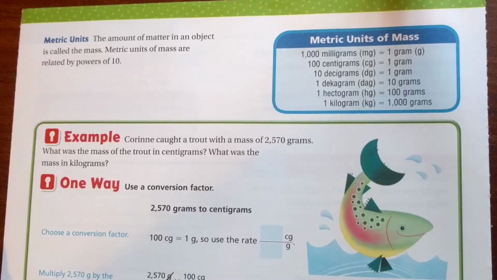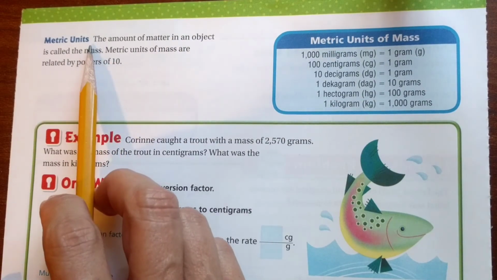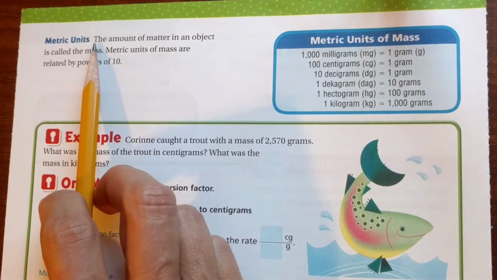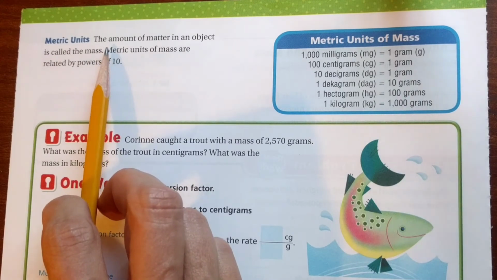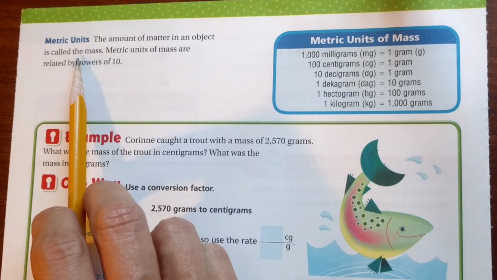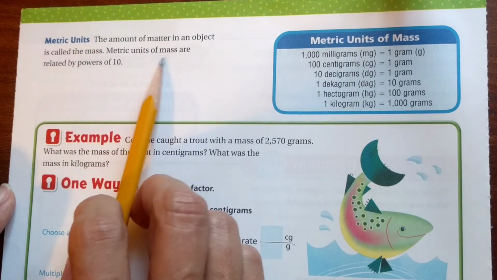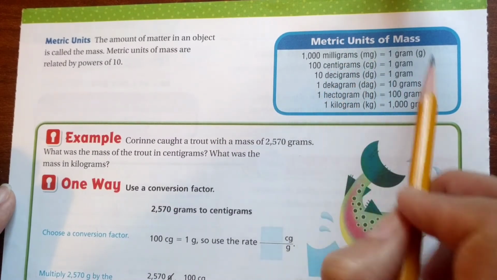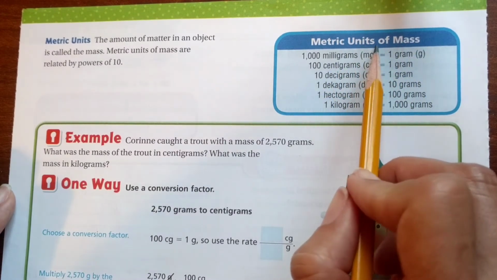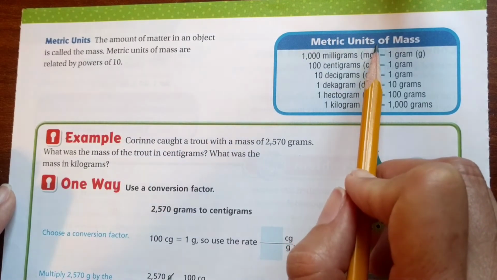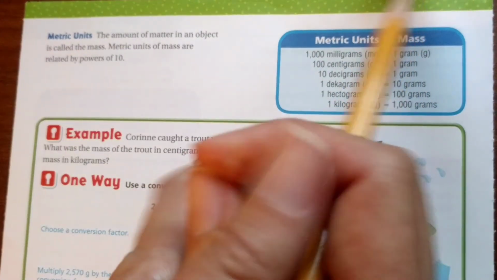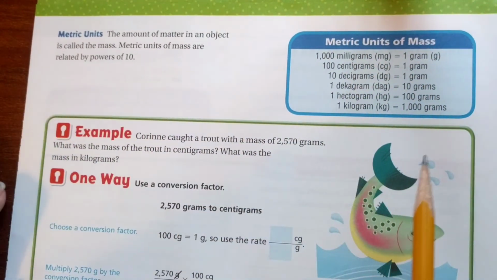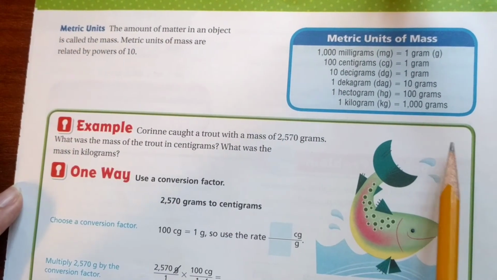All right, on the back side, we have metric units. Remember, metric units are used by most of the world and all of the scientific community, even here in the U.S. The amount of matter in an object is called the mass. Metric units of mass are related to powers of 10. So here's our conversion table for metric units of mass, meaning how much stuff there is. Mass is how much stuff, and the more stuff you have, the more it weighs. So mass is generally related to weight, because the more you have, the heavier it gets.